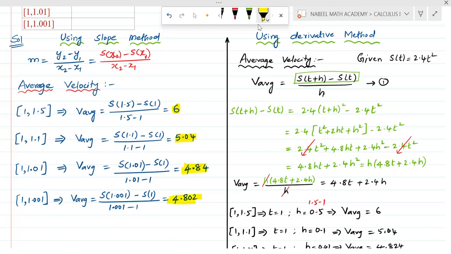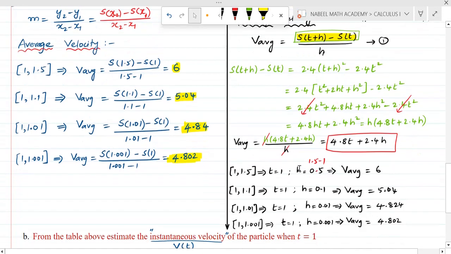Now go to the derivative method. It is the same rule. First we calculate the numerator part. After calculating, substitute and h cancels, and the remaining part is this part. This is the average velocity. Here I have to substitute h and t. The t equals 1, and h is the difference between these two, 1.5 minus 1, which is 0.5. Therefore the average velocity is this one if you substitute.